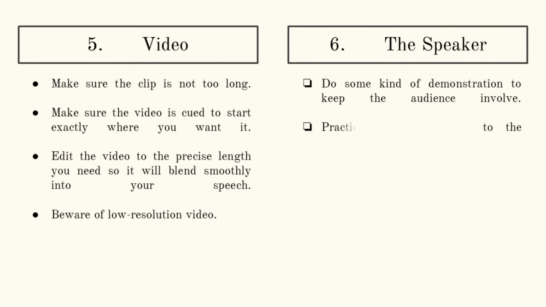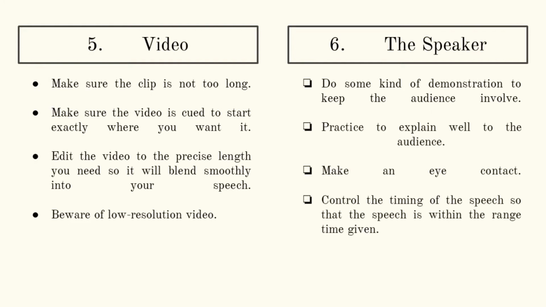And lastly is the speaker. The speaker can do a demonstration to keep the audience involved. And to communicate directly to the audience, the speaker needs to practice explaining well and making eye contact. The speaker should always practice controlling the timing of the speech so that it is within the range of the time given.